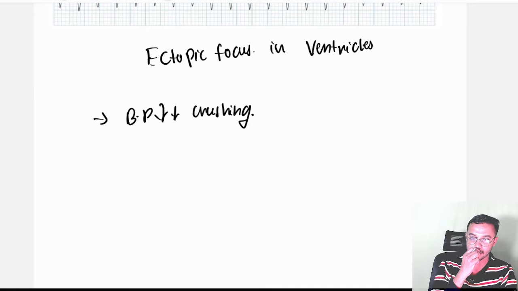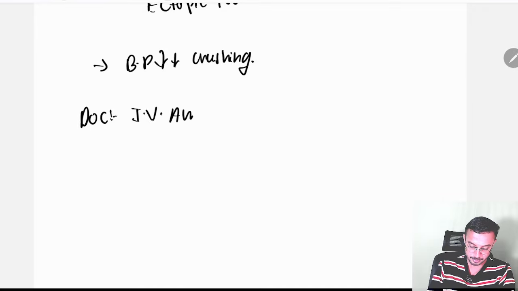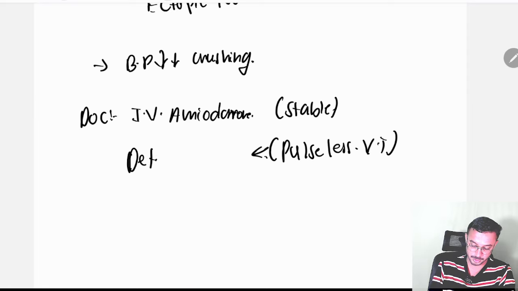So if they tell you pulseless ventricular tachycardia, it is nothing but the heart beating very very fast, so BP is crushing, and you cannot feel the pulse. Okay. So the drug of choice for monomorphic ventricular tachycardia is IV amiodarone, if the patient is stable. If it is pulseless ventricular tachycardia, pulseless VT, where BP is not recordable, then you should give a defibrillator shock to this patient.